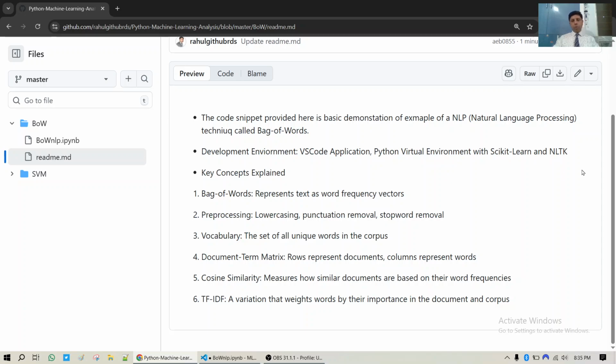So the key concept here I'm going to explain, and moreover I'm going to focus on the main concept with TF-IDF, that is term frequency, inverse document frequency, and cosine similarity between the documents. So let us see what is a document and what is the similarity. So friends, let's go one by one.